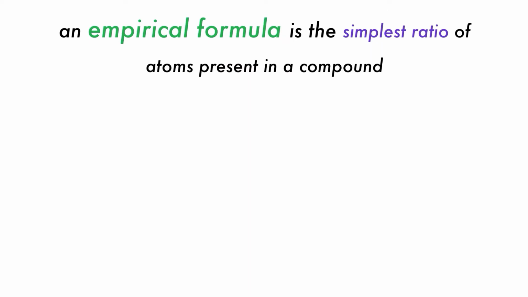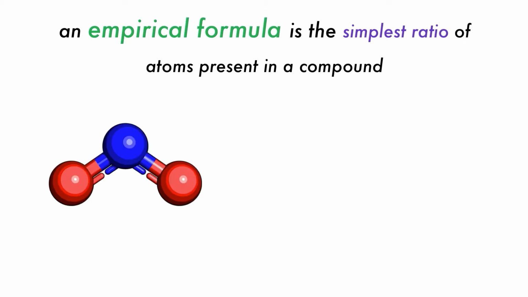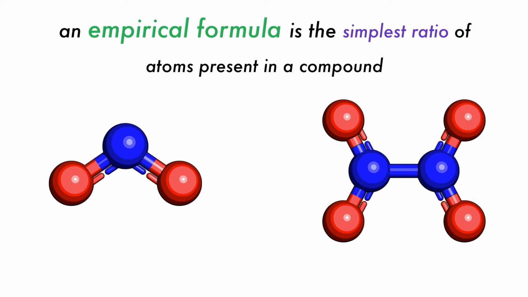The empirical formula of a compound describes the simplest or most reduced ratio of the atoms in an element. The empirical formula for nitrogen dioxide and dinitrogen tetraoxide is the same, NO2.